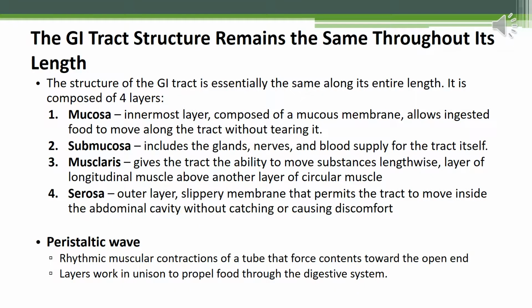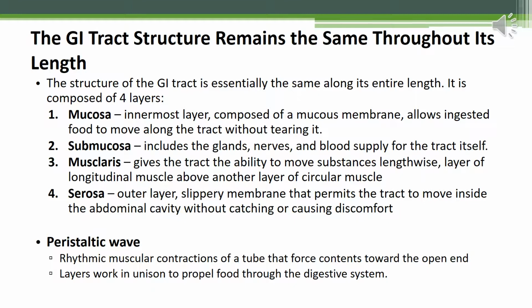Now we're going to talk about the GI tract, which has a structure that remains the same throughout the full length of the GI tract. And you can think of the GI tract as just one continuous tube that runs straight through the body with the various organs composing different sections of that tube. And the structure of the GI tract has 4 layers, or rather all the organs of the GI tract have 4 layers.